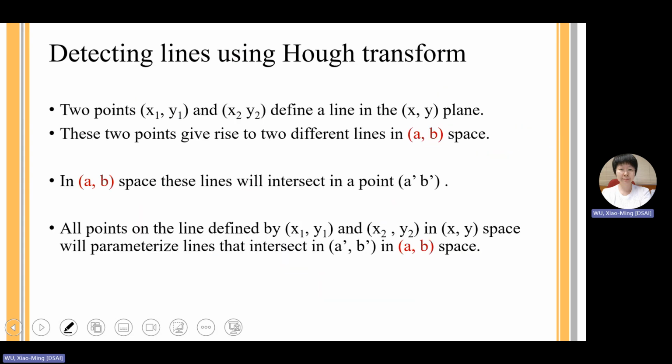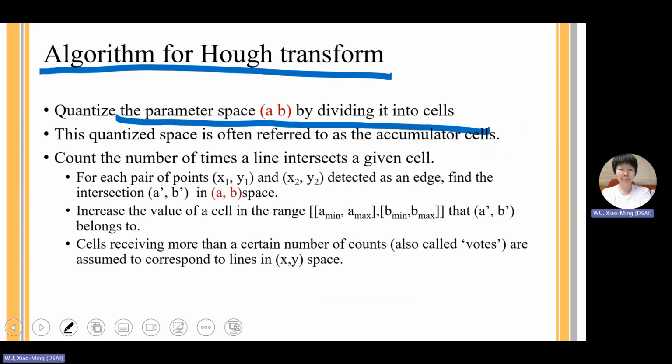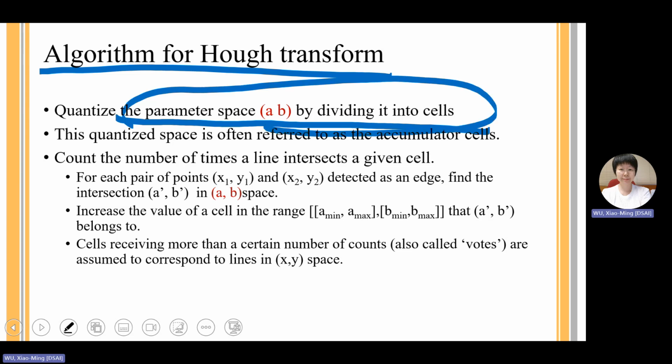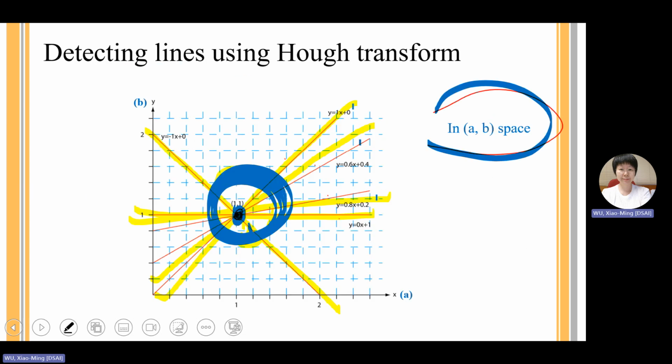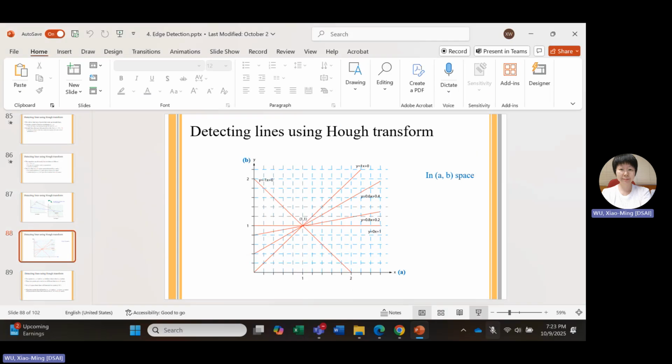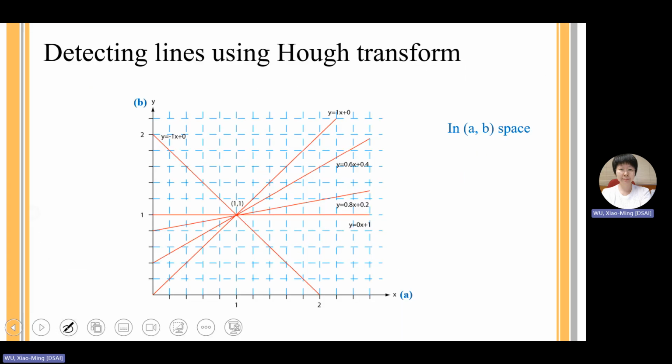Okay, so the algorithm of Hough transform is to quantize. Let's first quantize the AB space by dividing it into cells. We just divide the AB space into cells. You can see there are many cells.